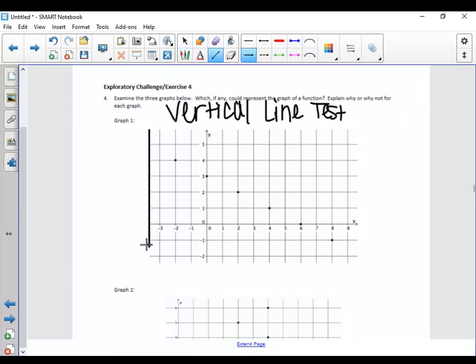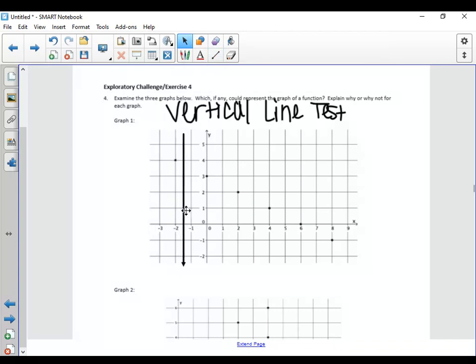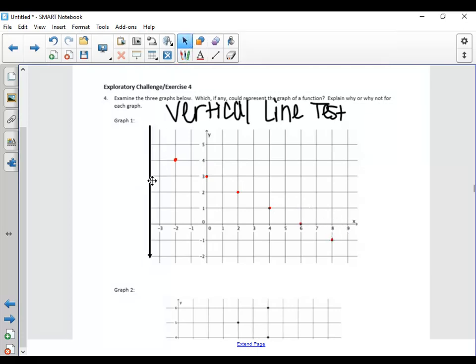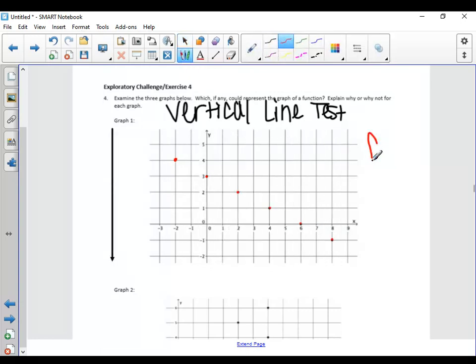So what I'm going to do is I'm going to draw a vertical line. Here's my vertical line. I'm going to see if my vertical line ever hits 2 of these points at the exact same time. And when I'm talking about points, I'm talking about the points that they give you right here. I'm highlighting them in red. You can see them. So here is my vertical line. Does it ever cross 2 of these red points at the same time? No, that makes this one a function.